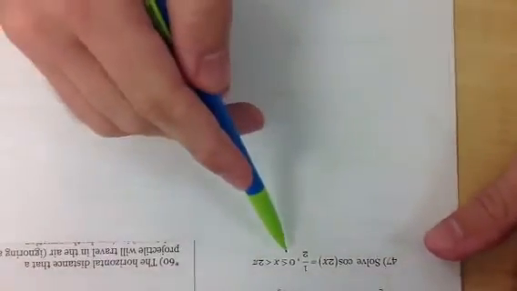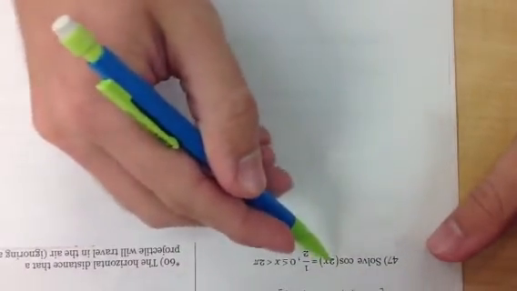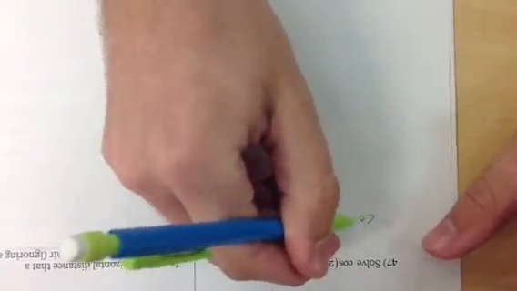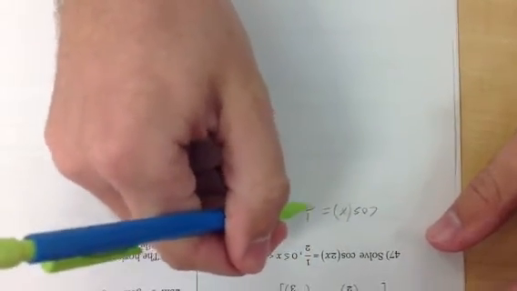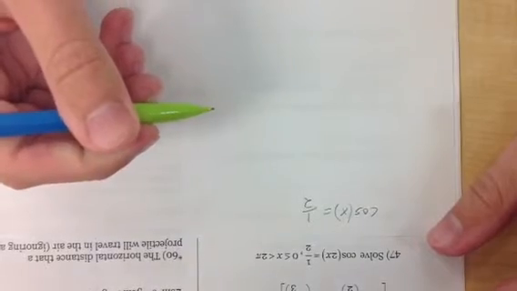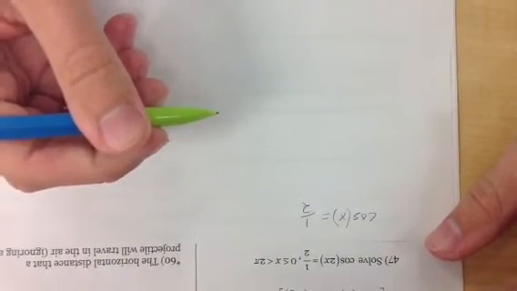Number 47 says solve cosine of 2x equals 1/2, and the restrictions are from 0 to 2 pi. How I would start this problem is I would completely ignore the 2 right here, and I would solve cosine of x equals 1/2. Now this is just basically knowing your unit circle.